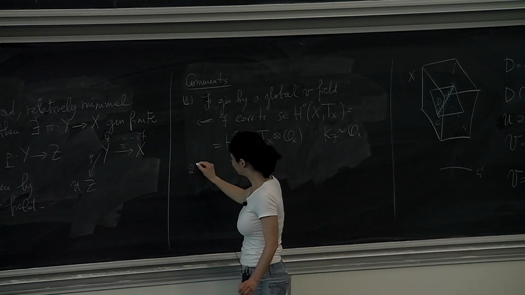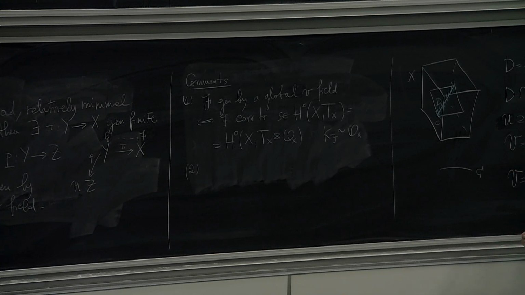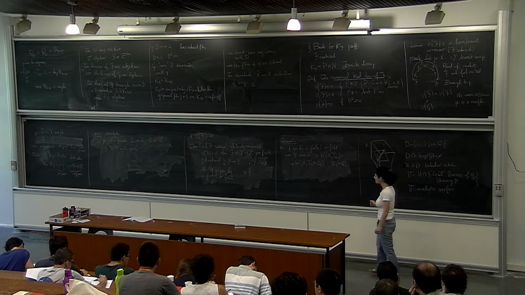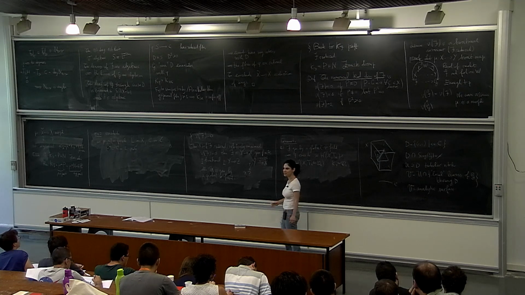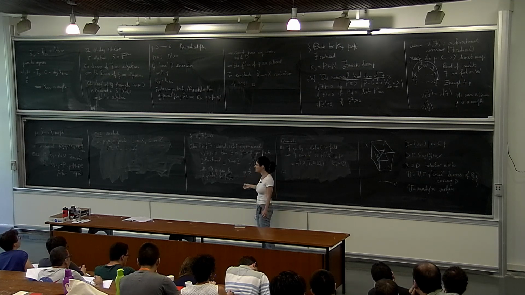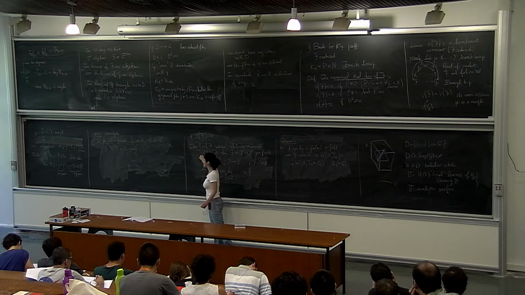And the second, well, maybe the most important comment, why is the result interesting? Because foliations generated by global vector fields are classified. So the theorem gives you a complete understanding of this case.